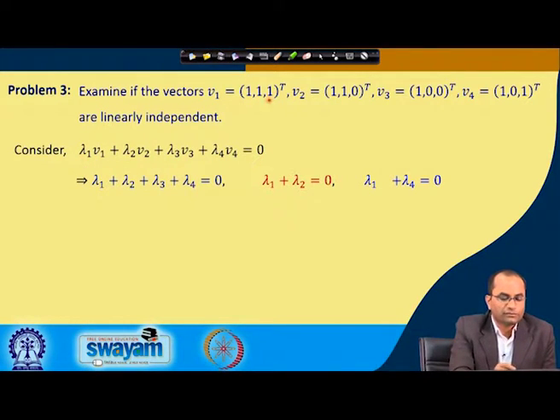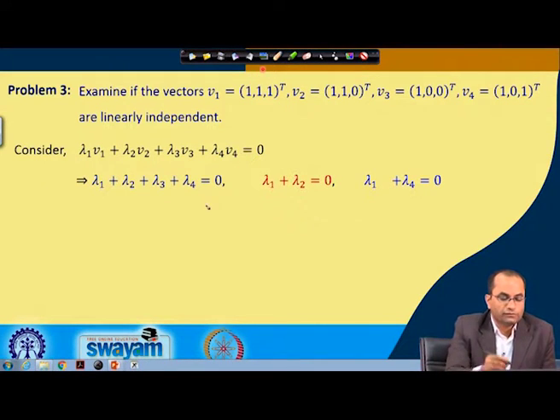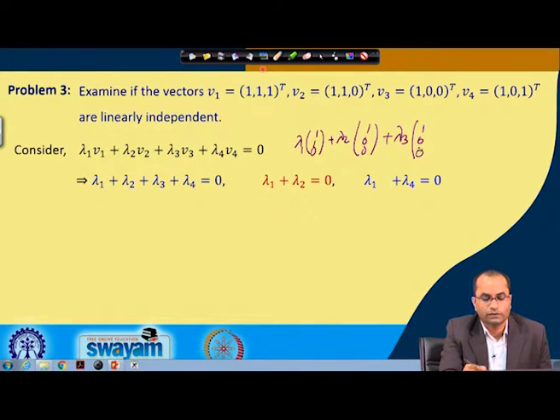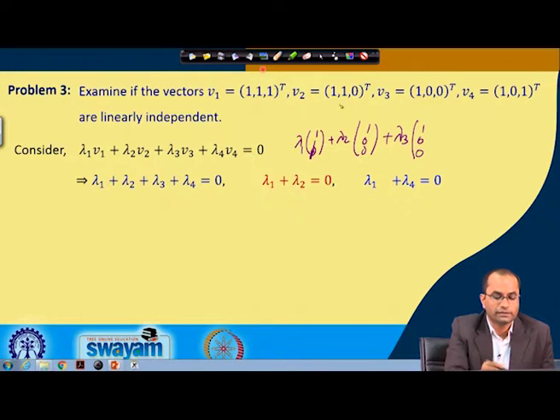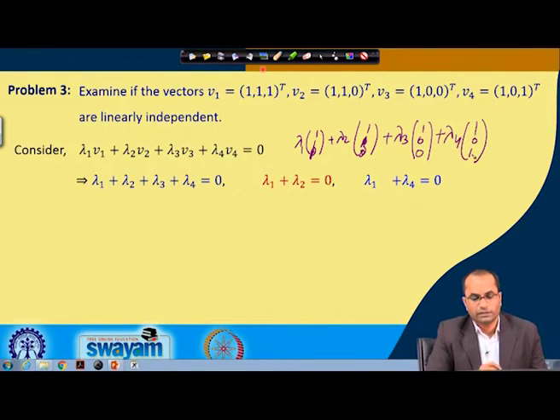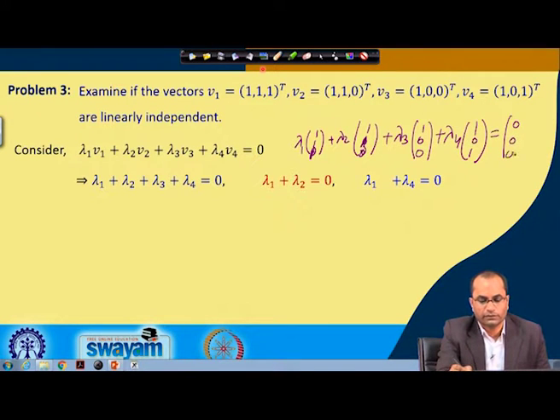Lambda 1 is multiplied to the first vector, lambda 2 to the second vector, and so on, and we will now set it to 0. So, out of this we will get 3 equations, because lambda 1 is multiplied by this 1 1 0, lambda 2 is multiplied with 1 0 0, and lambda 3 is multiplied by 1 0 0. Now, this is 1 1 1, then the second is 1 1 0, the third one is 1 0 0, and this fourth one is 1 0 1. And the right hand side is again the 0 vector.